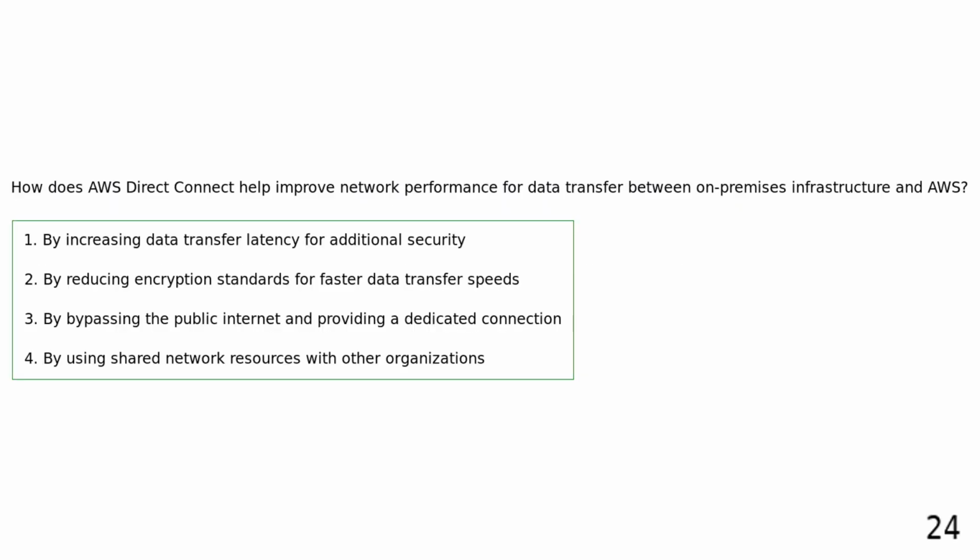How does AWS Direct Connect help improve network performance for data transfer between on-premises infrastructure and AWS? By increasing data transfer latency for additional security. By reducing encryption standards for faster data transfer speeds. By bypassing the public internet and providing a dedicated connection. By using shared network resources with other organizations.